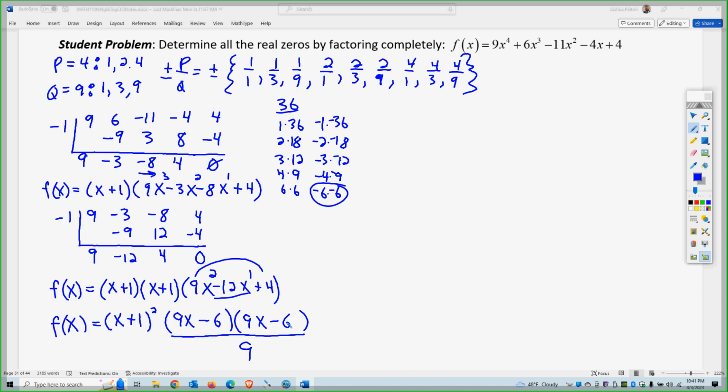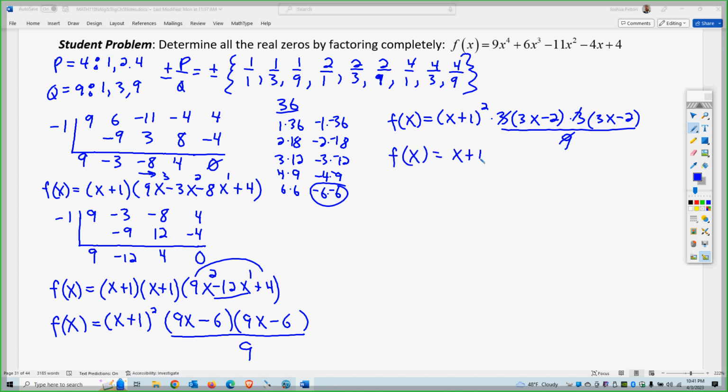Looks like each of those have a common factor of 3 that can come out. So I'm left with f of x equals x plus 1 squared. And then a factor, what did I say, 3? Yes, 3. So times 3 is 3x minus 2, correct? Same thing with the other one. We'll take a 3 out. So 3x minus 2. And there's a 9 on the bottom, which now cancels. So we're left with f of x equals x plus 1 squared, and then 3x minus 2 squared, right?